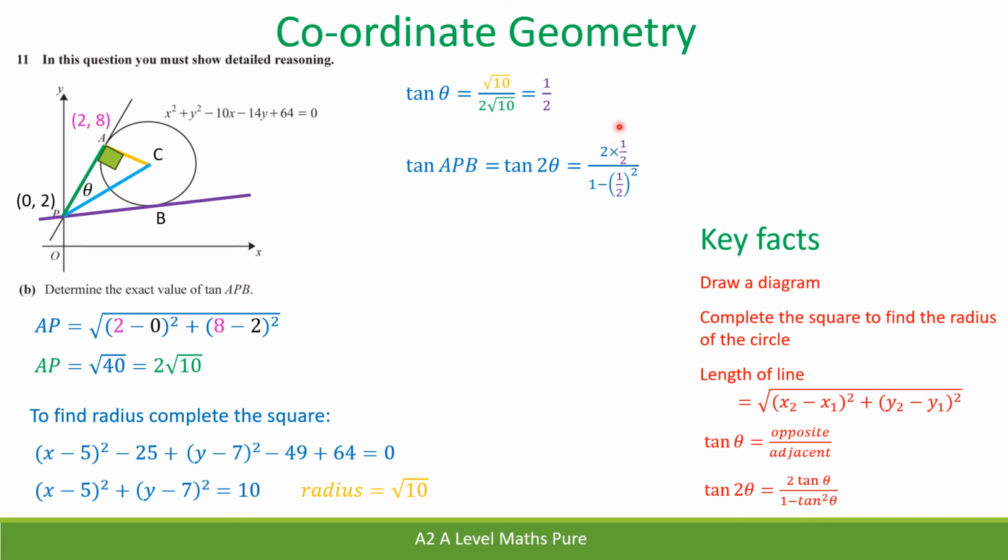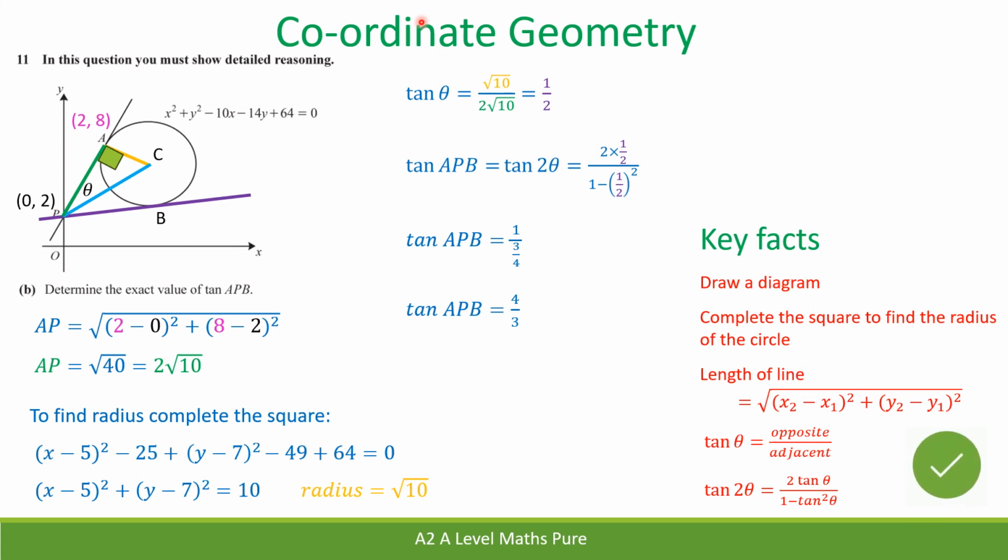So 2 times tan theta, where tan theta is a half, divided by 1 minus a half squared, because that's tan theta all squared. So 2 times a half is just going to be 1. 1 minus a half squared, so a half squared is a quarter. 1 minus a quarter is 3/4. So I've got 1 divided by 3/4. So tan of APB is equal to 4/3, which is the angle you're trying to work out. Give yourself a big tick if you got this correct. Great work. That will give you 4 marks in your exam.